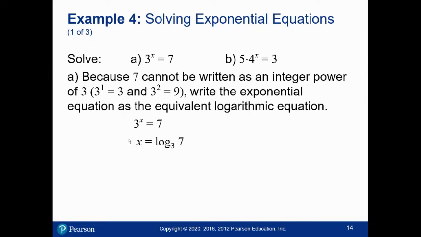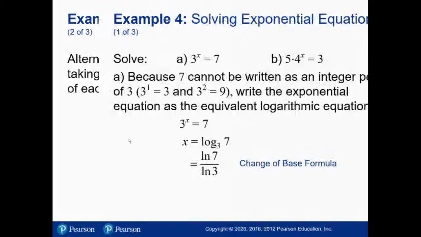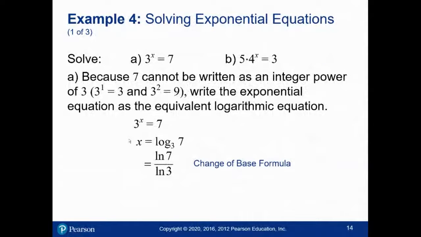Now, if we wanted to approximate this, by the way, if this was an exam, I would accept this as a completely accurate, fully correct answer. X is log base 3 of 7. That is exactly correct. If you want to estimate it, you can change a base into natural or common logs, which would then give you some approximation, 1 point something or other.